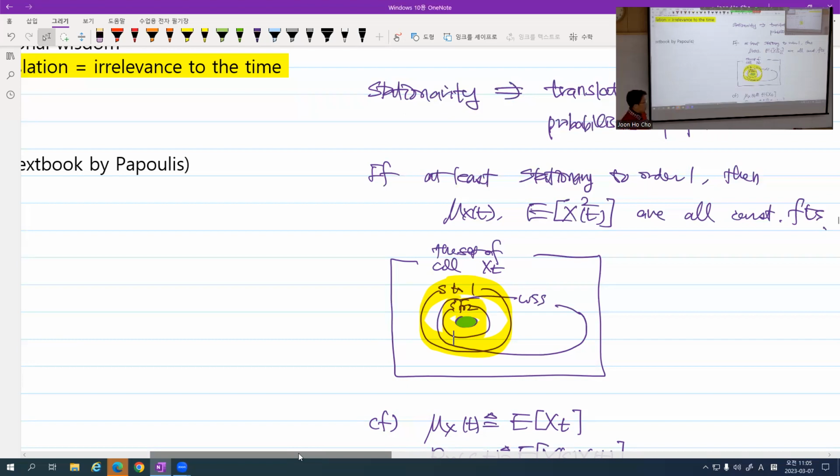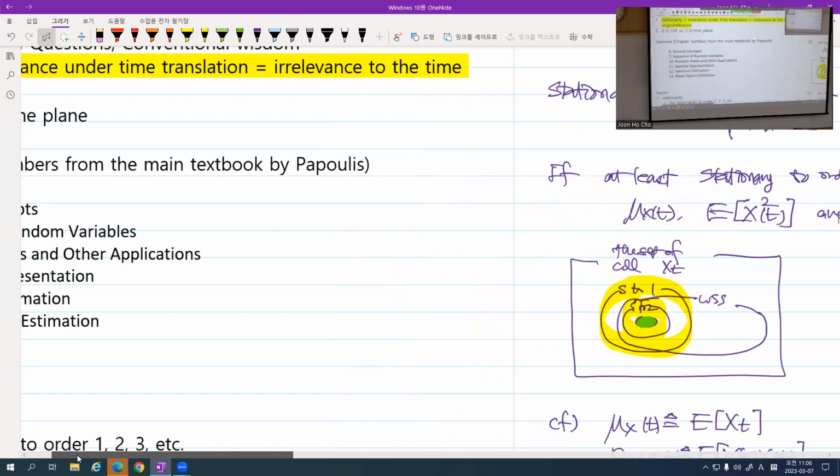First one is strict sense stationarity, being stationary to any finite order 1, 2, 3, 4, and so on. And another definition is wide sense stationarity. By the way, this wide sense stationarity is defined in terms of the mean path or mean process of the random process, which should be constant. And second is that the autocorrelation function must be what? A function of the time difference, right? And what motivated that? Actually, that was motivated by stationarity to order two.